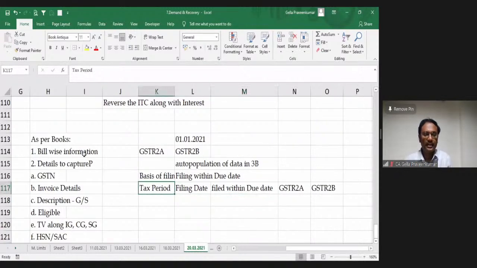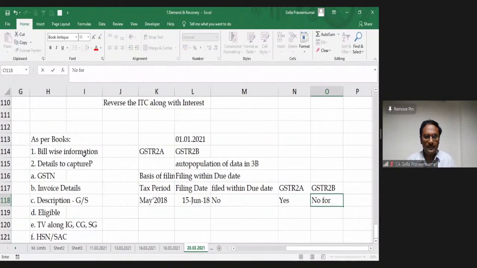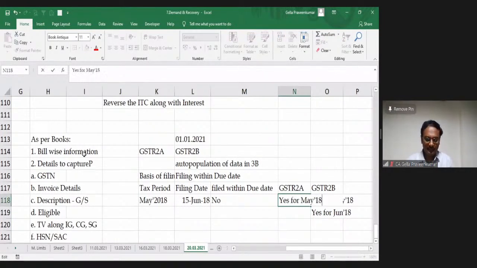Now, tax period, say May 2018, and filing date. I have to file by, say, 11th of June. The filing is done on 15th June 18. Filed within due date, I would say no. GSTR 2A will be updated. GSTR 2B: no for May 18, yes for June 18.